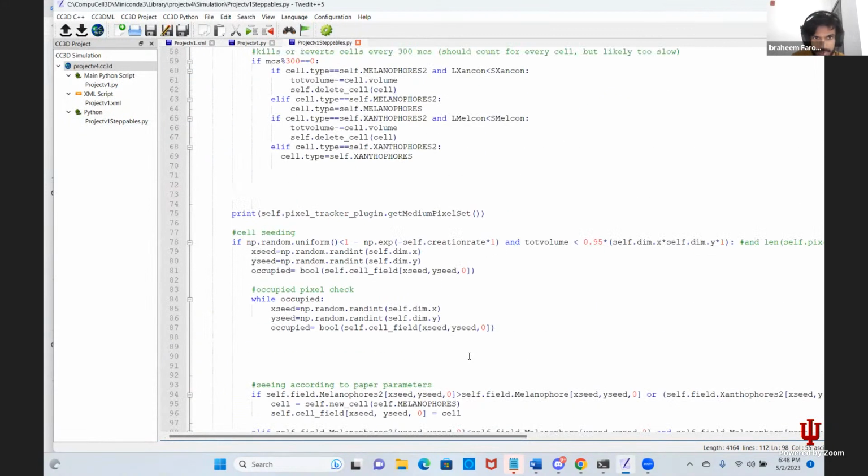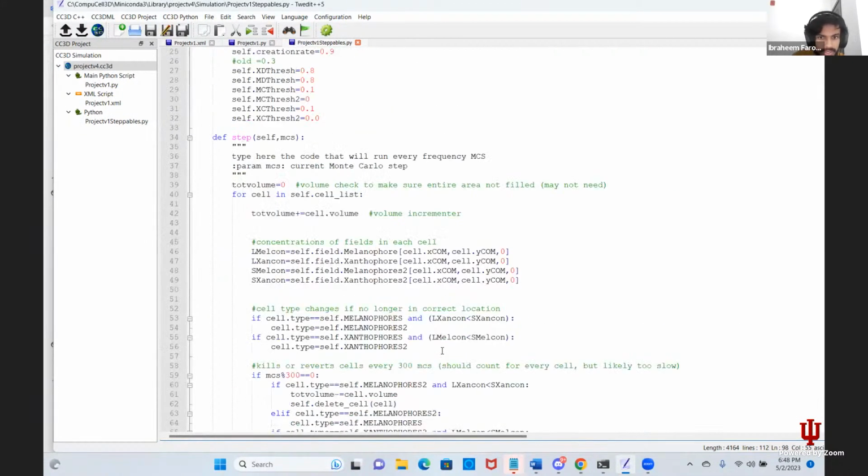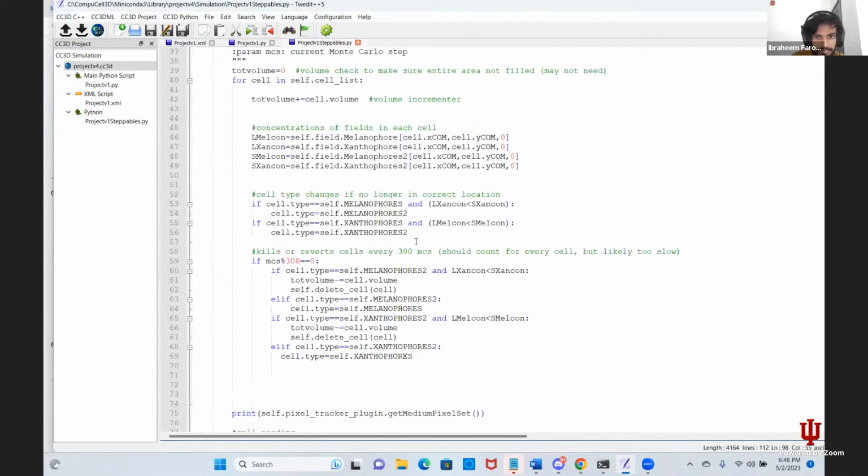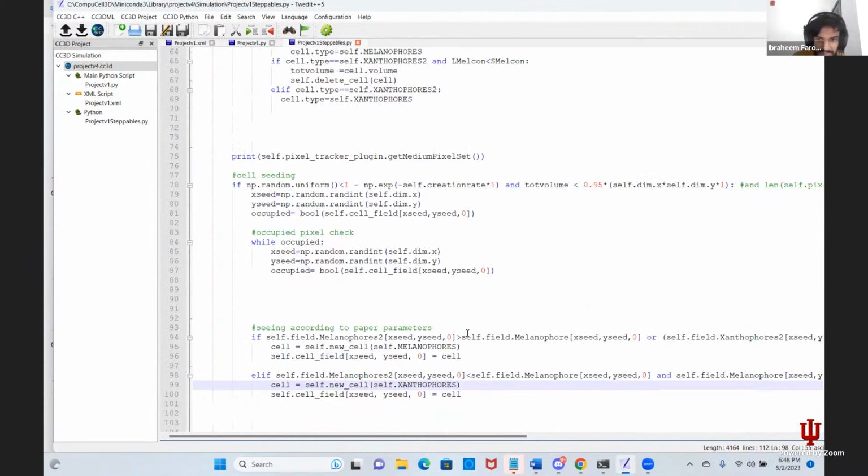So that's basically how our cell seeding works at the moment. Our cell death functions similarly. It might be a little confusing because I'm no longer using the same variable names, but basically we are generating a random seed, and checking the concentration of all four fields at that random seed.